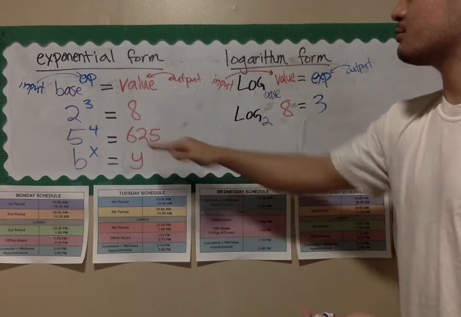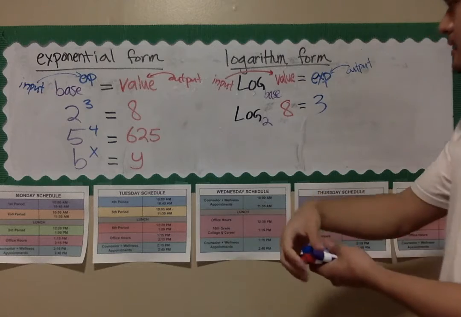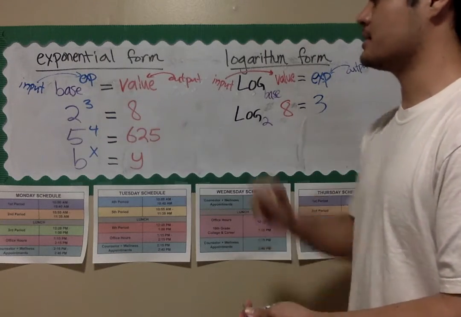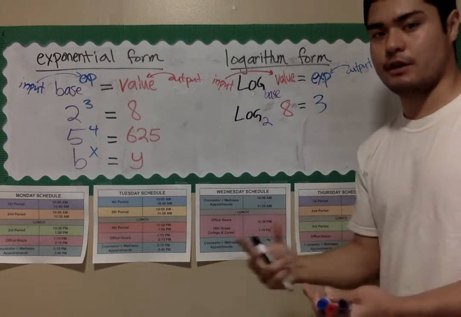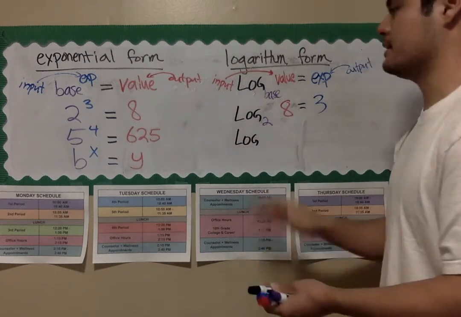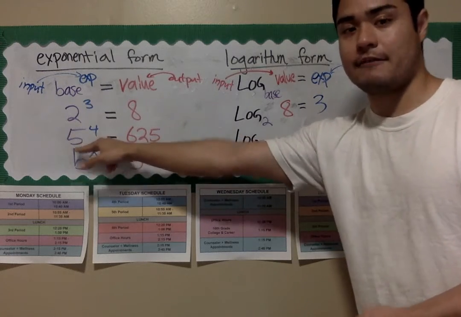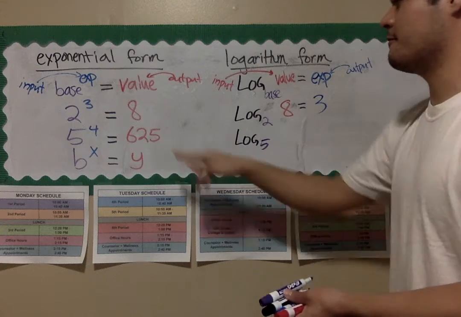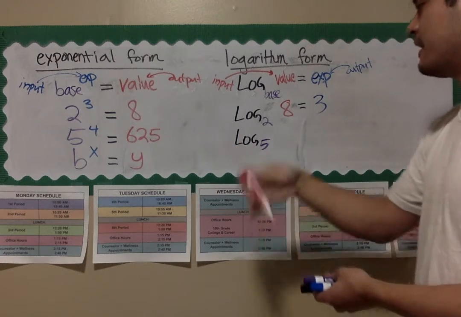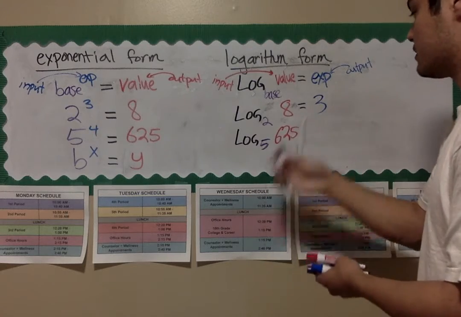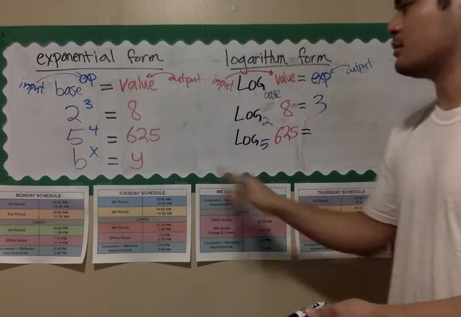I'm going to do this one here. 5 to the power of 4 equals 625. 4 is my input. 625 is my output. I'm going to rearrange it in logarithm form to find the inverse. Log base, the base over here is 5. Log base 5 of the value is 625. Log base 5 of 625 equals the exponent, which is 4.